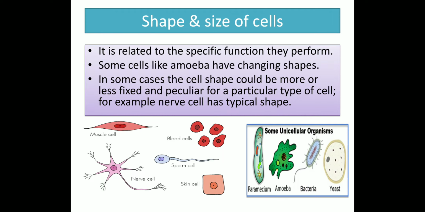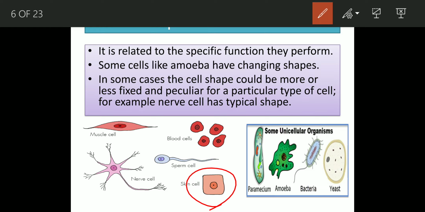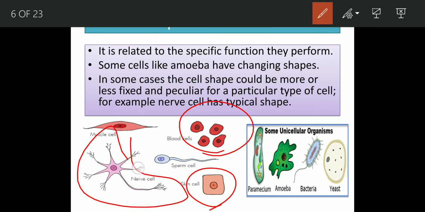So what are the shape and size of cells? The shape and size of cells is not fixed. It depends on the different functions they perform. Different cells have different shapes. Amoeba does not have a fixed shape; it changes its shape. Whereas some shapes are fixed, like the muscle cell. The skin cell is cuboidal in shape. The blood cell is spherical. The nerve cell has a typical structure. It has a nucleus here, this is the cell membrane, and these are dendrites. So it's a typical shape which is fixed.